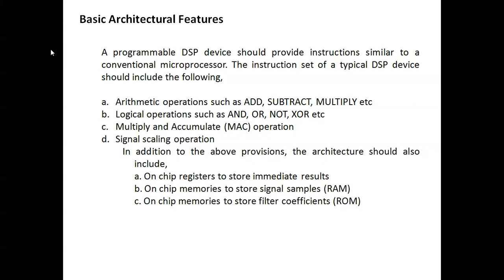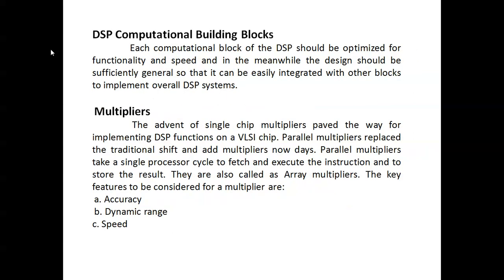We know what arithmetic operations are, such as add, subtraction, and multiplication, and logical operations such as AND, OR, NOT, XOR, and multiply-accumulate, that is the MAC operation, and signal scaling operation. In addition to the above provisions, the architecture should also include on-chip registers and on-chip memories that store signal samples, RAM and ROM. The on-chip memory stores filter coefficients. So these are the features present in DSP applications.